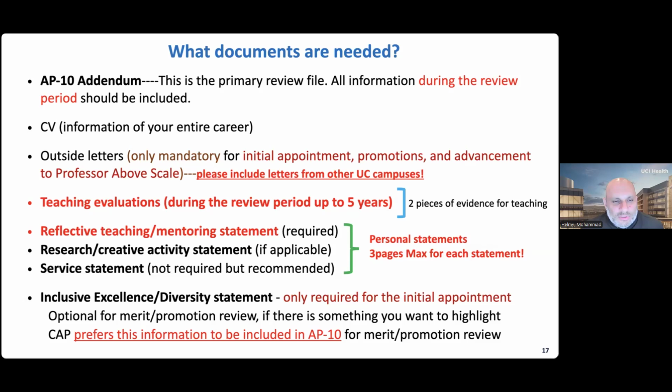contradict the departments. But when it comes to the dean's office level, we're really looking for a reflective teaching statement. And no additions on the inclusive excellence statement. That's exactly correct. Prefer to keep it in the AP10. If you have a substantial contribution that you want to expand on, you want to write a separate statement, that's perfectly fine too.